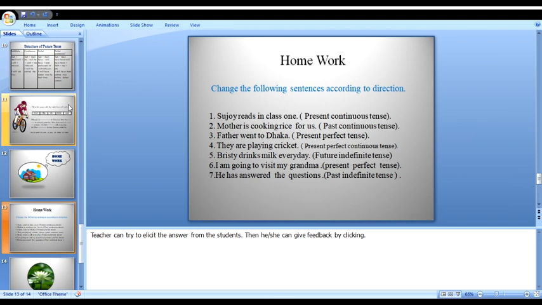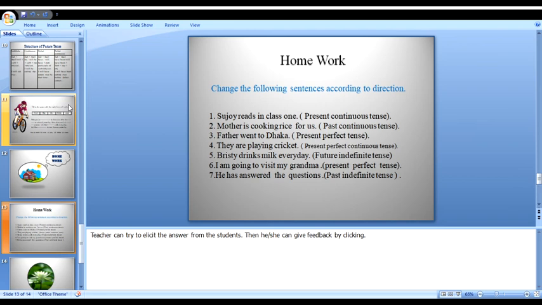Number 4, they are playing cricket. This sentence is in present continuous and you have to make the statement in present perfect continuous tense. Number 5, Brishti drinks milk every day. This is in present indefinite tense. You have to make it future indefinite tense.